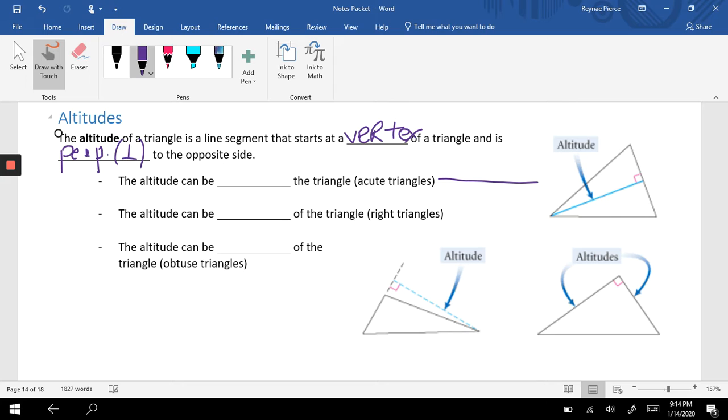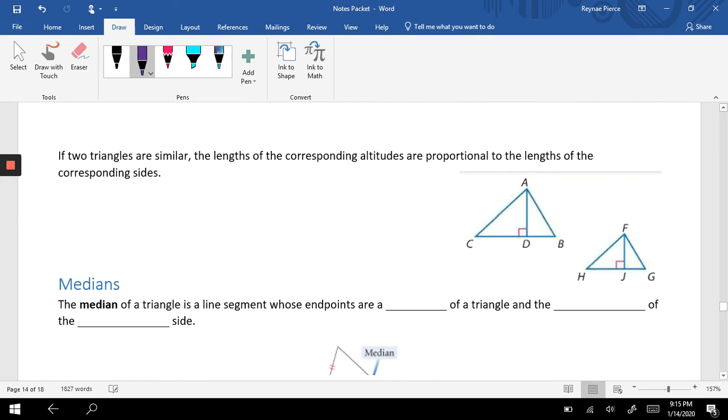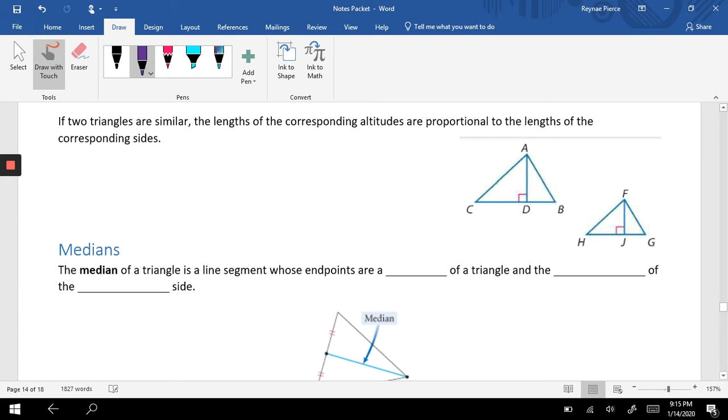So if the triangle is an acute triangle, the altitude will be inside the triangle. If the triangle is a right triangle, it can be one of the sides of the triangle. And if it's an obtuse triangle, that altitude can be outside the triangle. And then, like I said, if two triangles are similar, all their sides are proportional, but the altitude can be included in that proportion as well.